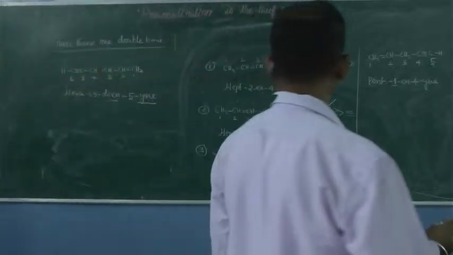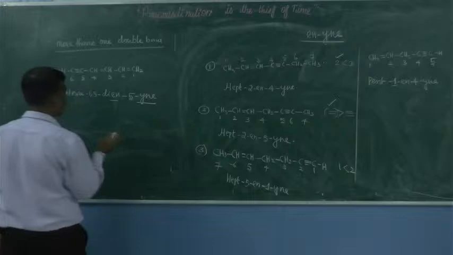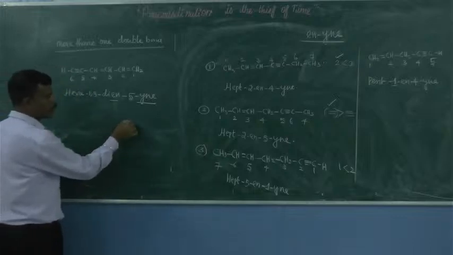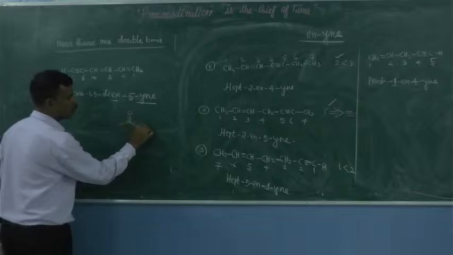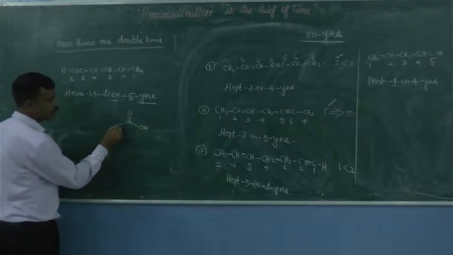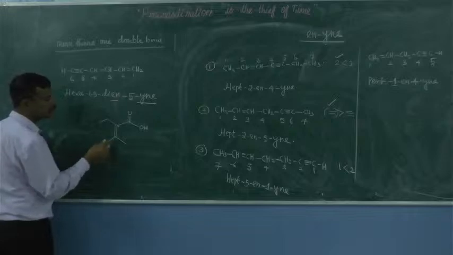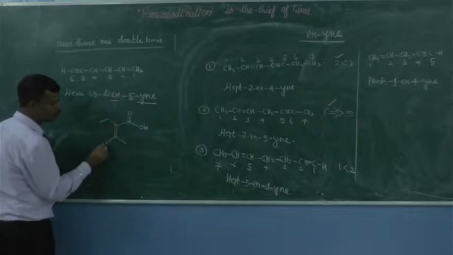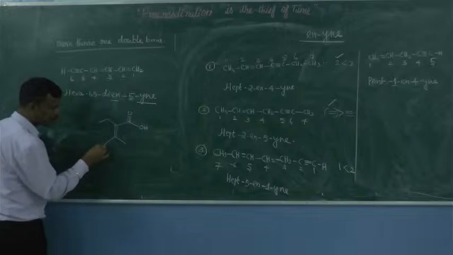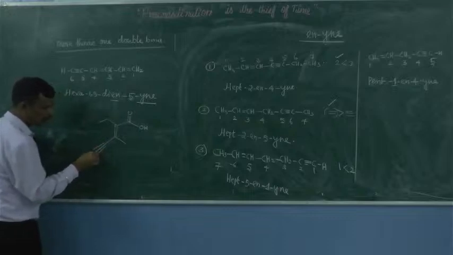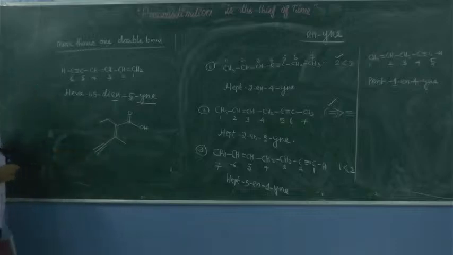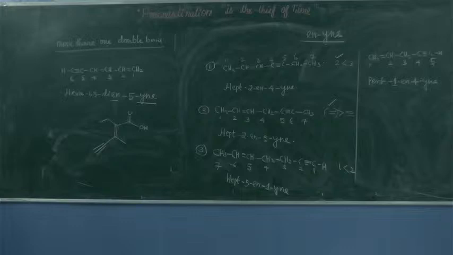Is it clear? Suppose if I give this like this. Okay. For example, we have a compound like this, just a random compound. Is it clear? So in this case, what is the name of this compound? Right.